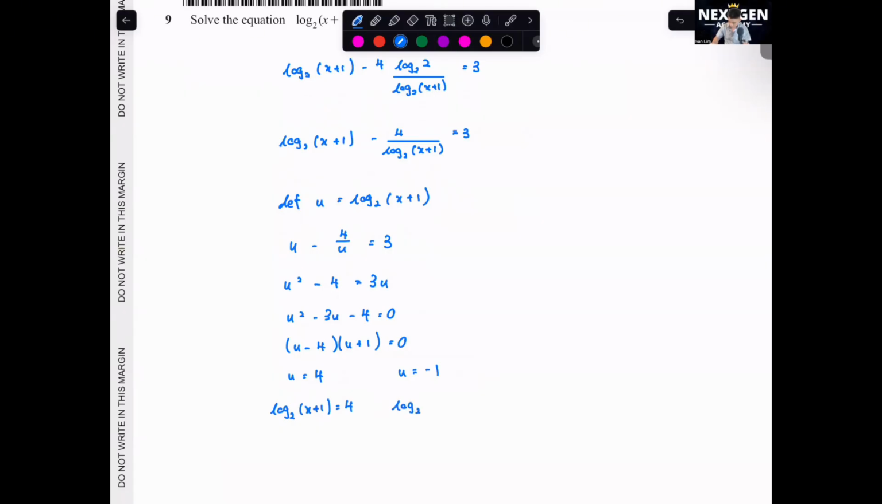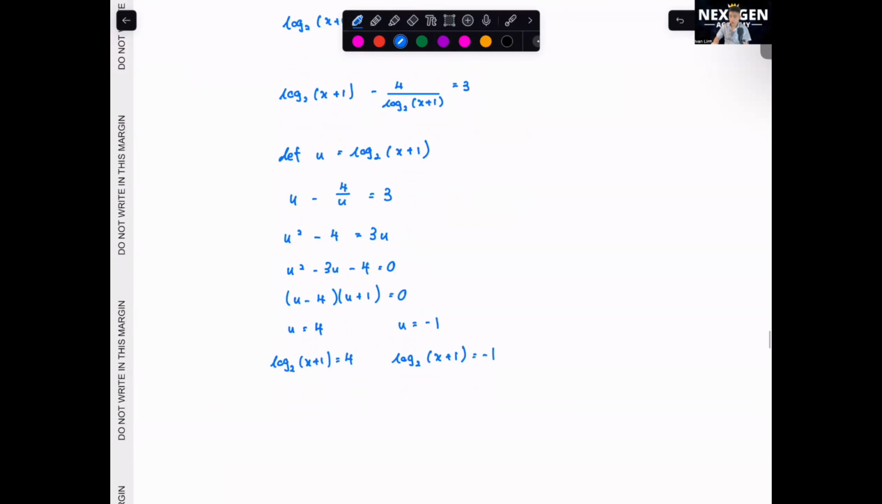Log 2x plus 1 equals to 4. Okay, this one we're going to change log form to index form. So x plus 1 equals to 2 to the power of 4. 2 to the power of 4 is 2 times 2 times 2 times 2, which is 16. X is equals to 16 minus 1, which is 15.